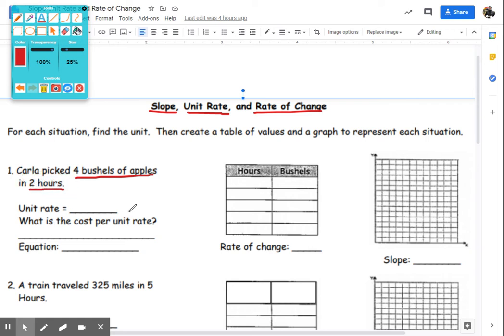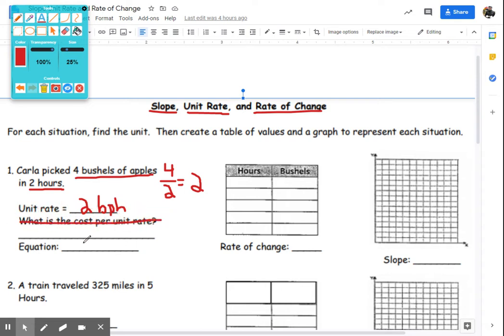So we want to find the unit rate. Well, to find the unit rate, all I need to do is divide the 4 bushels by the 2 hours it takes to pick them. So 4 divided by 2, I know, gives me 2. That 2 represents the number of bushels per hour. So I'll put B P H, bushels per hour. If she picks 4 bushels of apples in 2 hours, that means she picks 2 bushels of apples in 1 hour.